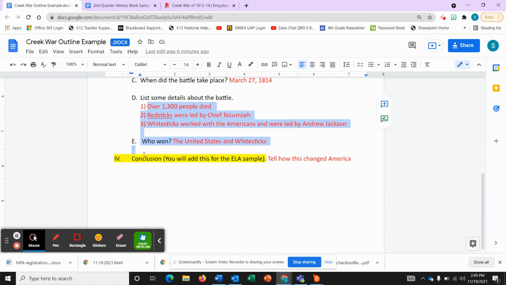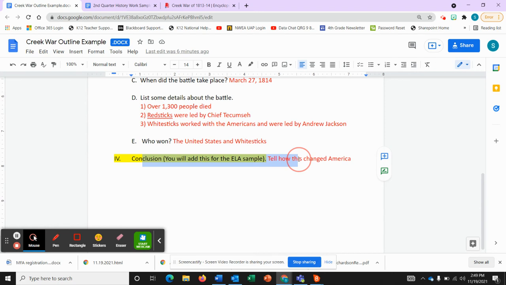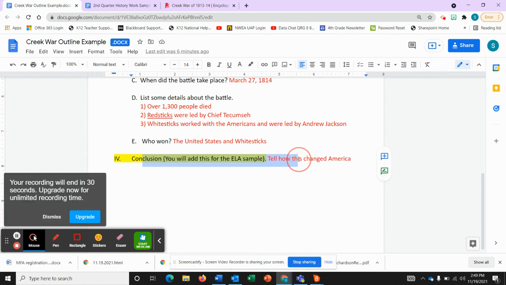Lastly, you're going to write a conclusion. Think about this as something you're going to add in your essay. Think about what were all the results of the Creek War? How did this change America in the future? How did this change the lives of the Native Americans? How did it change the lives of the settlers?